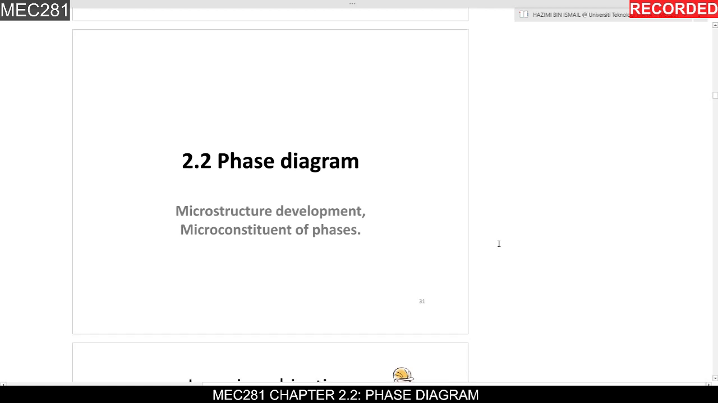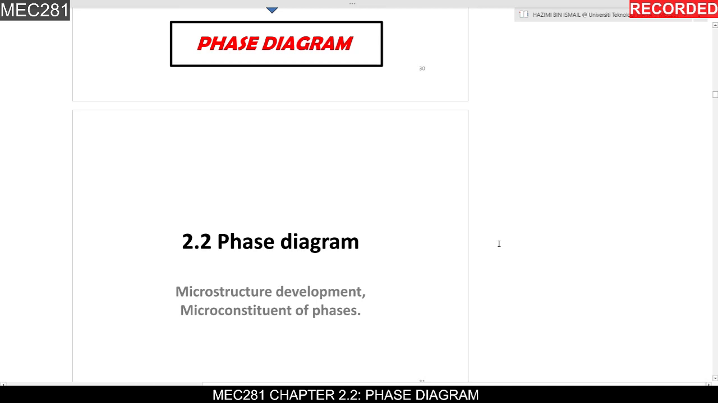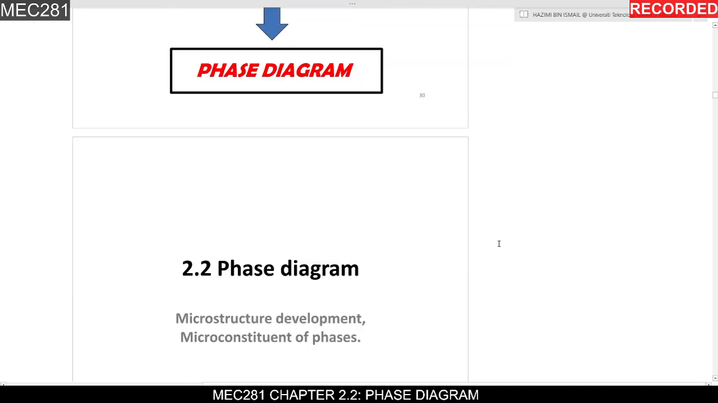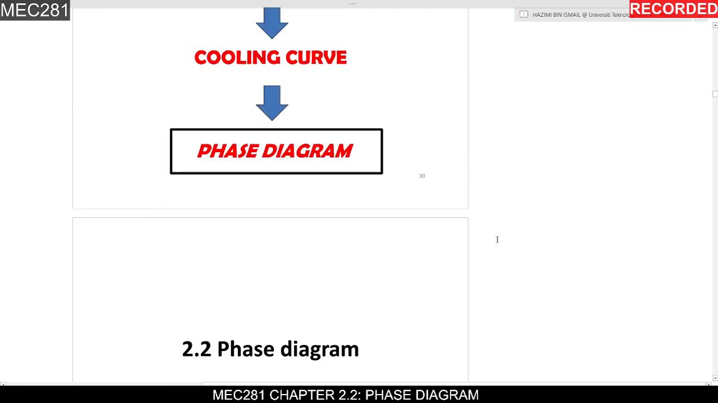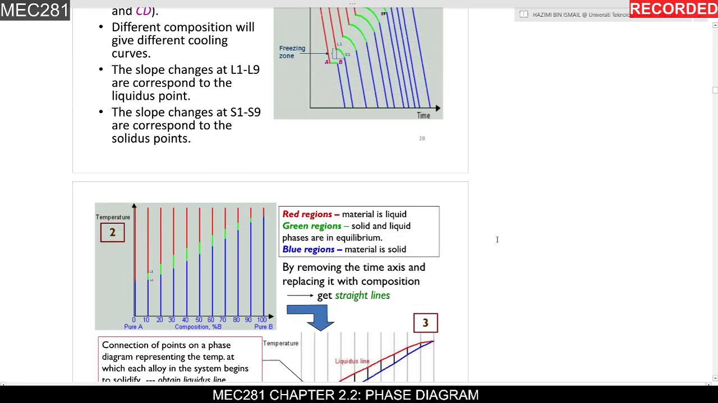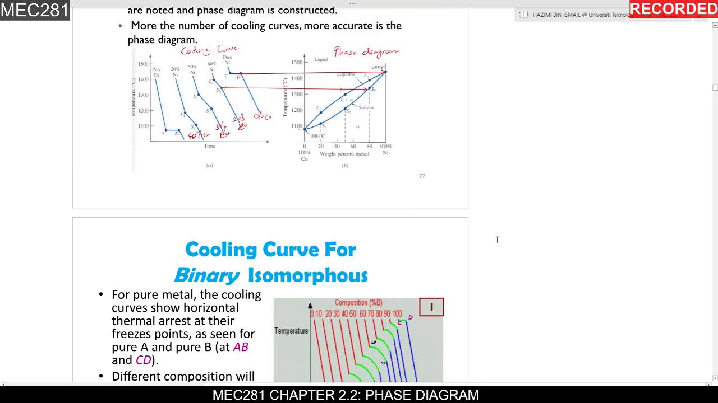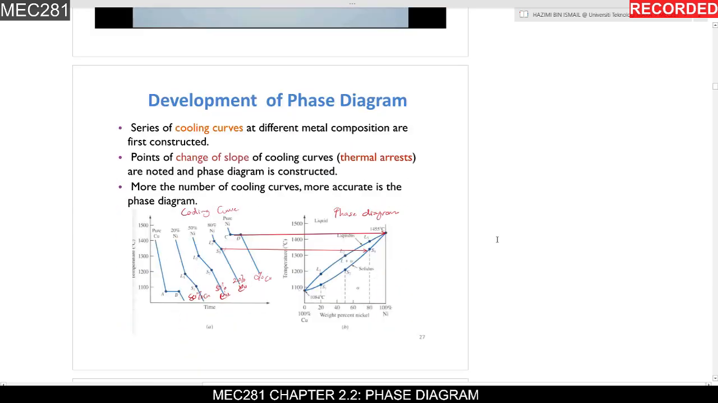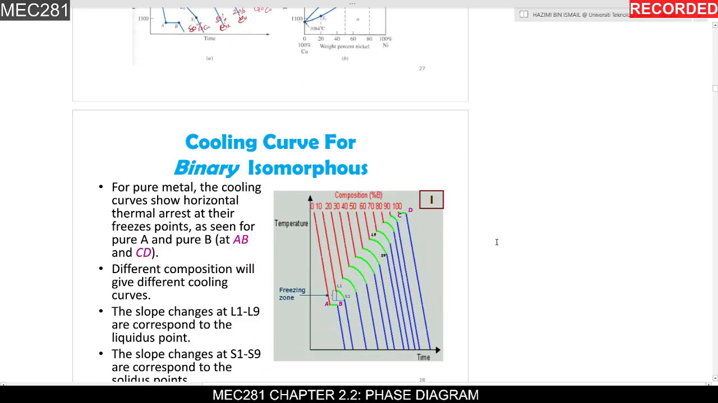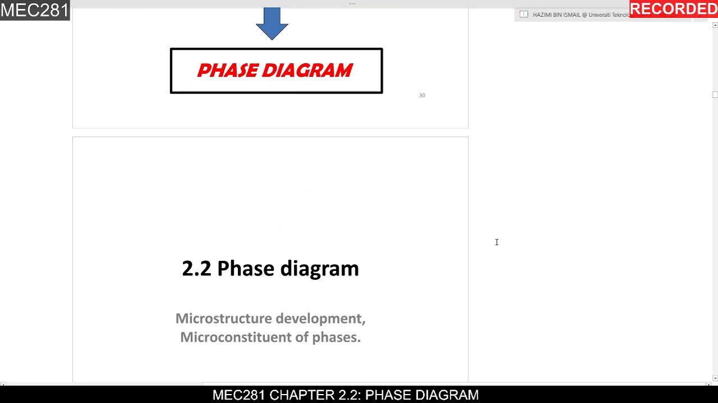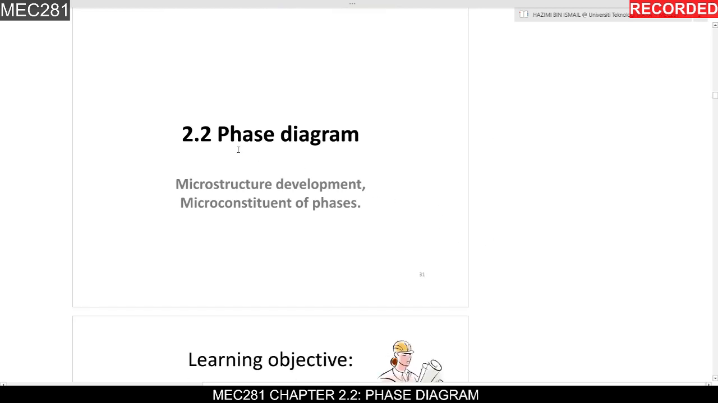So this is our first class after Hari Raya break. Okay. So in the previous video, we have learned about subchapter 2.1, already covered in the last video about the cooling curve and so on, and how to develop phase diagram. Okay, so for this class, for this session, we are going to learn about the phase diagram itself. It is more detailed about the phase diagram.